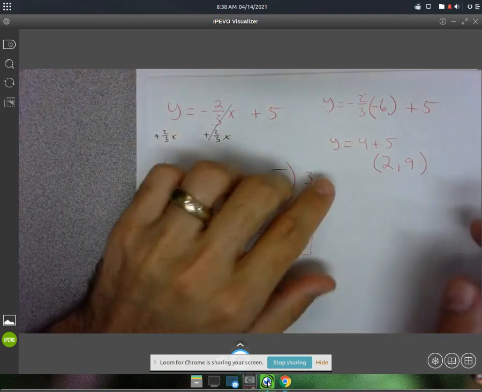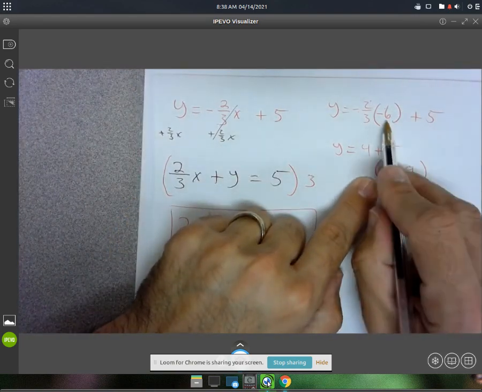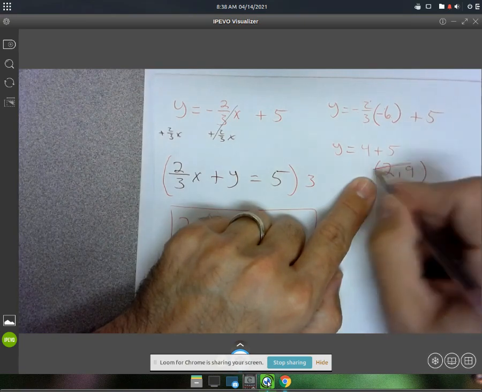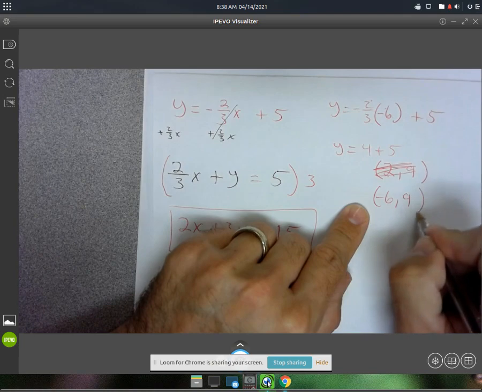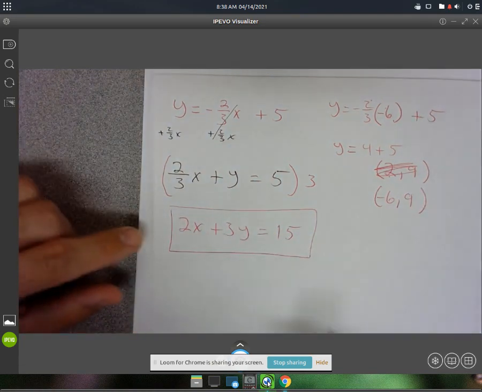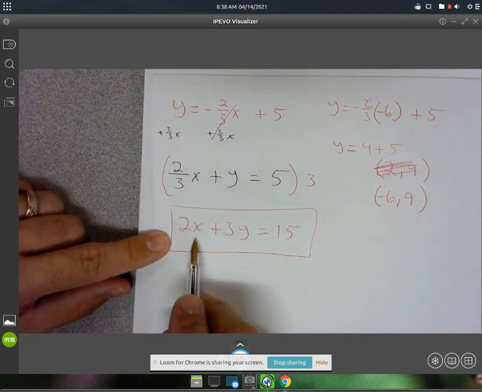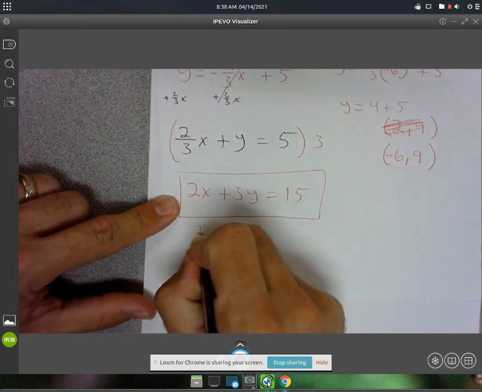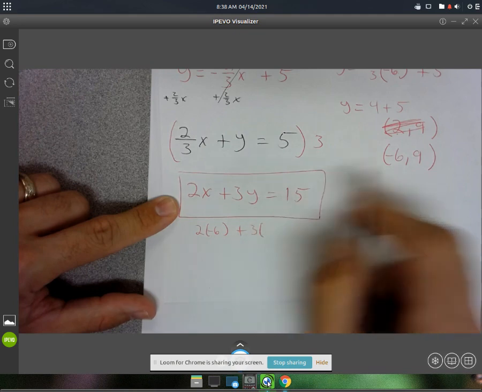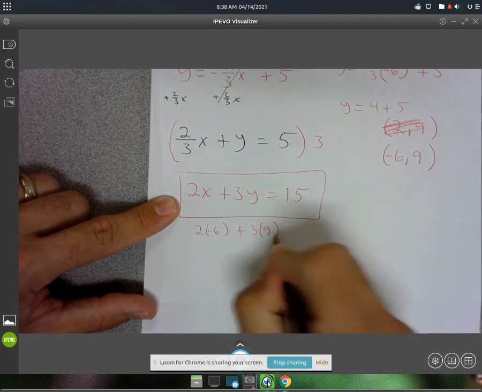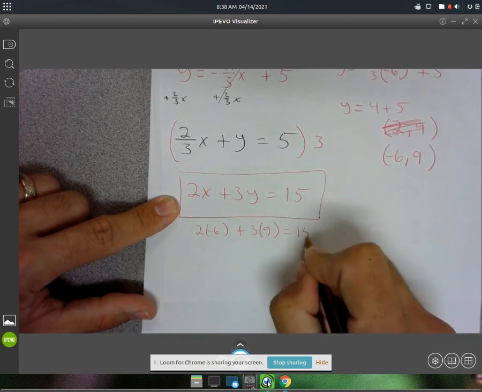Oh gosh, what am I doing here? X was not equal to 2. I plugged in negative 6 for x, didn't I? Negative 6 for x and a 9 for y. So if I plug in negative 6 for x down here and a 9 for y, I think all these allergy meds are getting to me.